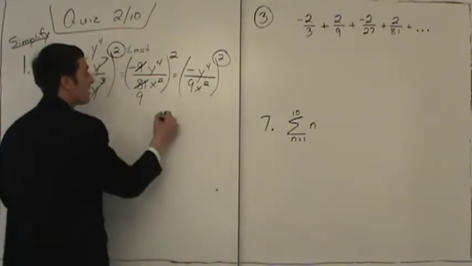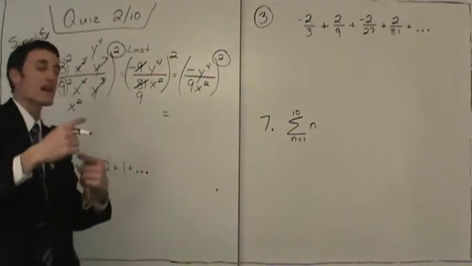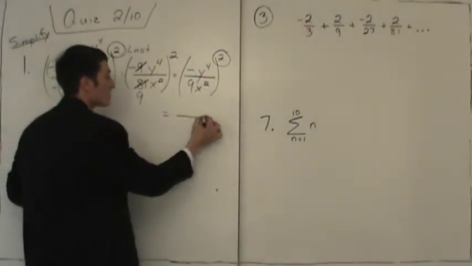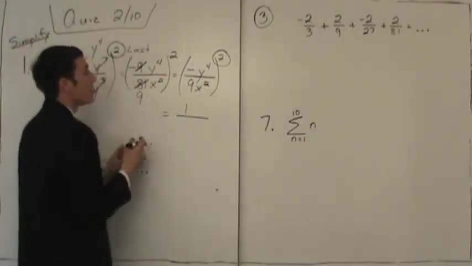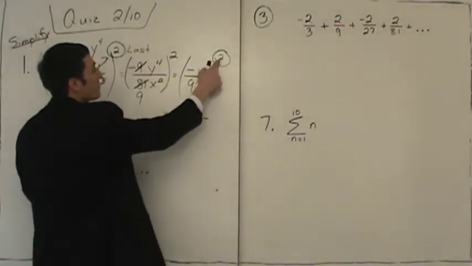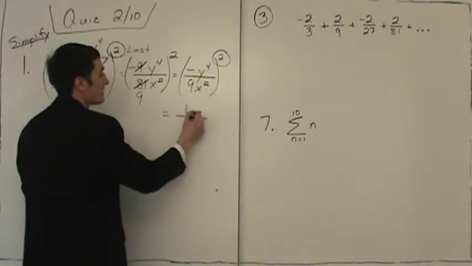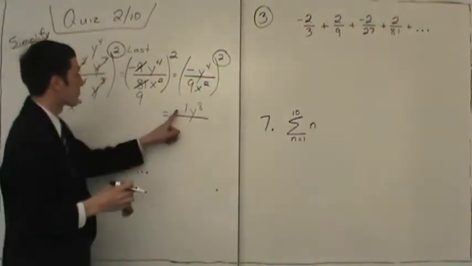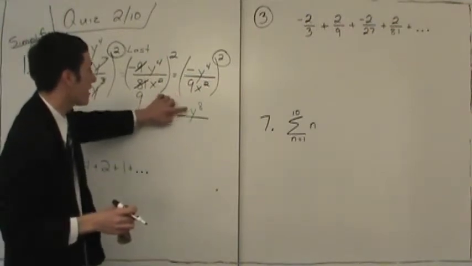Squaring negative 1 is the same as negative 1 times negative 1. Negative 1 times negative 1 is positive 1. Do we have to write the positive 1? No, because we're also going to square y to the fourth. If we square y to the fourth, we multiply the exponents, we get y to the eighth. Remember, power of power, we multiply. And we don't have to write 1 y to the eighth, we just write y to the eighth.